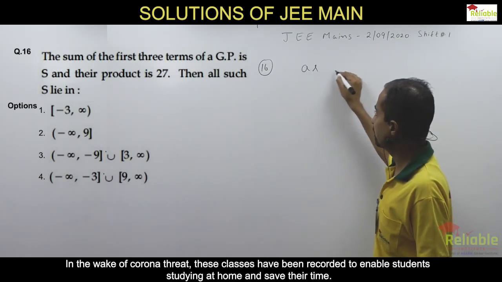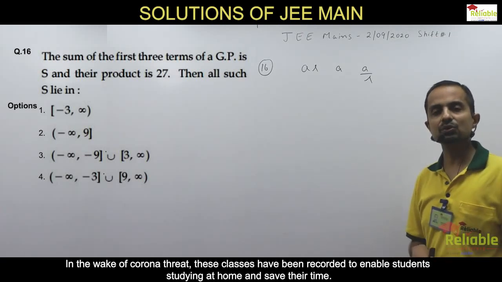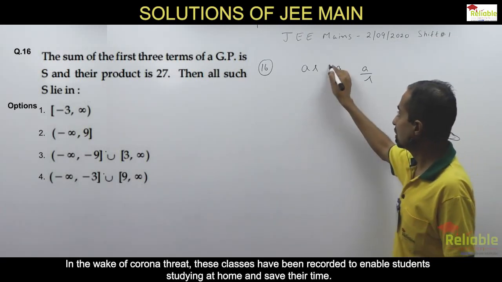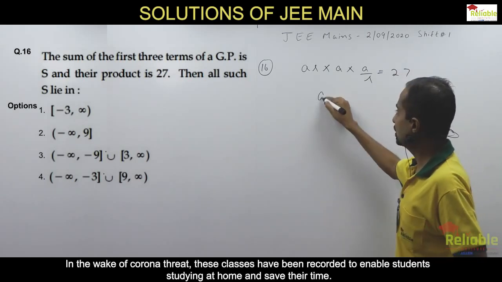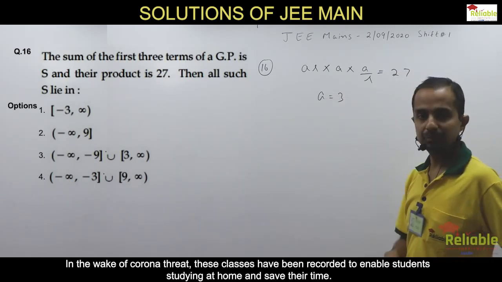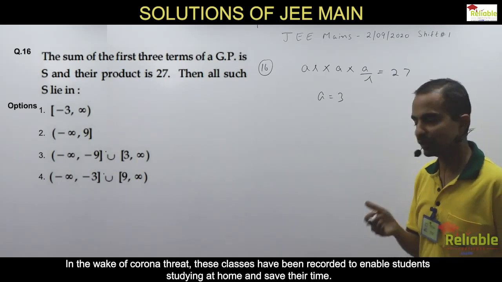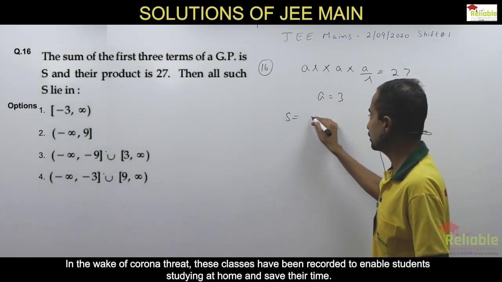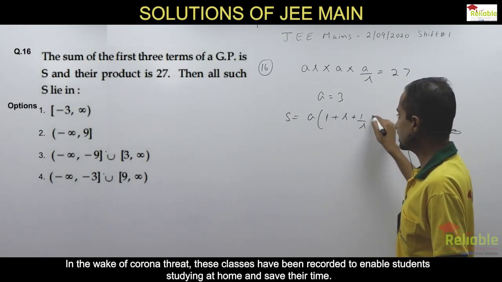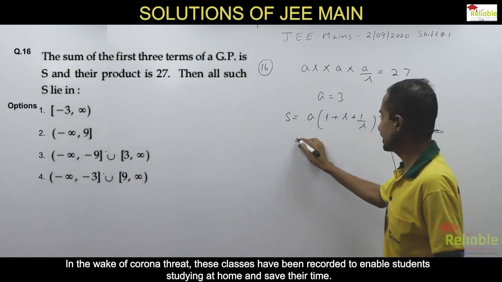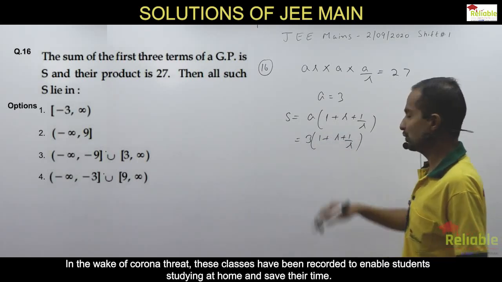So it is imperative for us to assume the three terms to be in this fashion. Now the product is 27. So essentially you get a equal to 3. Now what are they asking? They are asking us to find the range of the sum of the first three terms. So the sum of the first three terms is going to be this, right? So 3 into 1 plus r plus 1 by r.